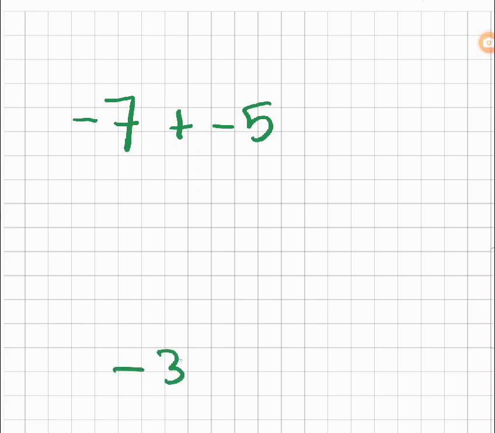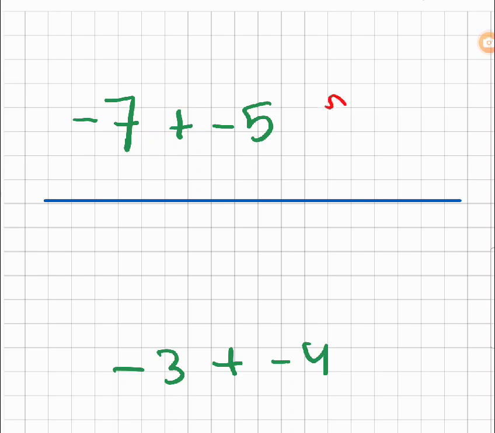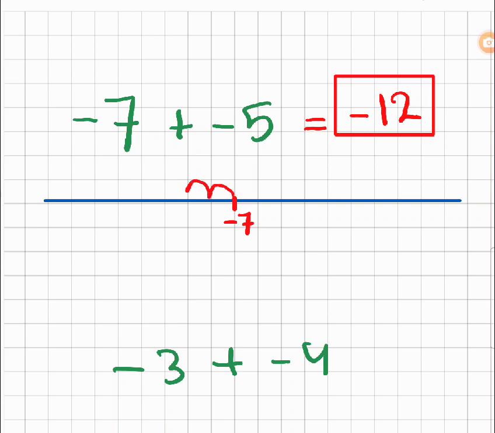So what is negative 7 plus negative 5? When you're adding 2 negative numbers, you're going to get a negative number as well. 7 plus 5 is 12. Negative 7 plus negative 5, that's going to be negative 12. But let's confirm it using a number line. So we're going to start with negative 7, and we're going to add negative 5 to it. If you're adding a negative number, you need to move towards the left. If you're adding a positive number, you need to travel towards the right.